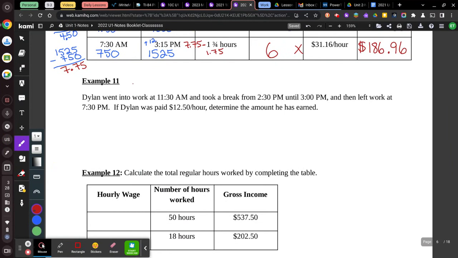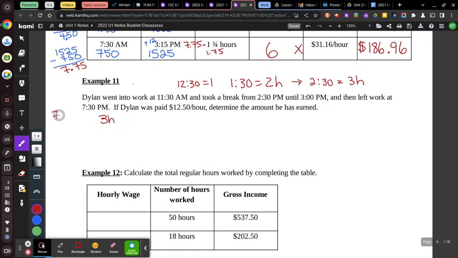Example 11, Dylan went to work at 11:30 and he took a break from 2:30 to 3. Then he left work at 7:30. So let's find out how many hours took place from 11:30 to 2:30. If we count 11:30 to 12:30 is 1 hour, to 1:30 is 2 hours, to 2:30 is going to be 3 hours. So we had 3 hours in the morning. Then he took a half hour break. So he worked 3 hours so far. Then he worked from 3 to 7:30.